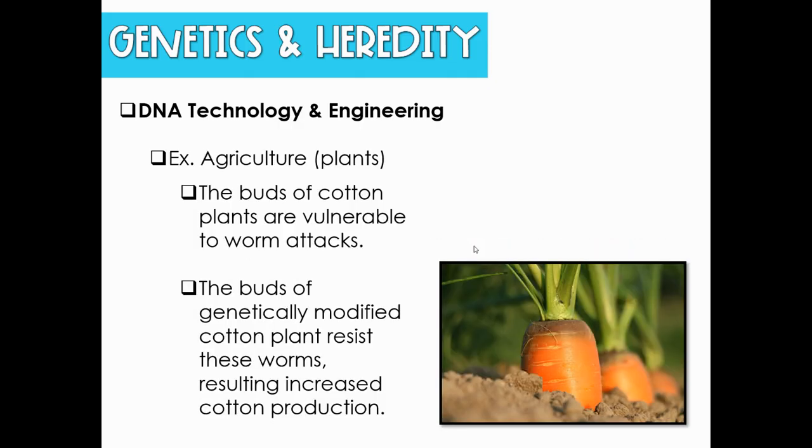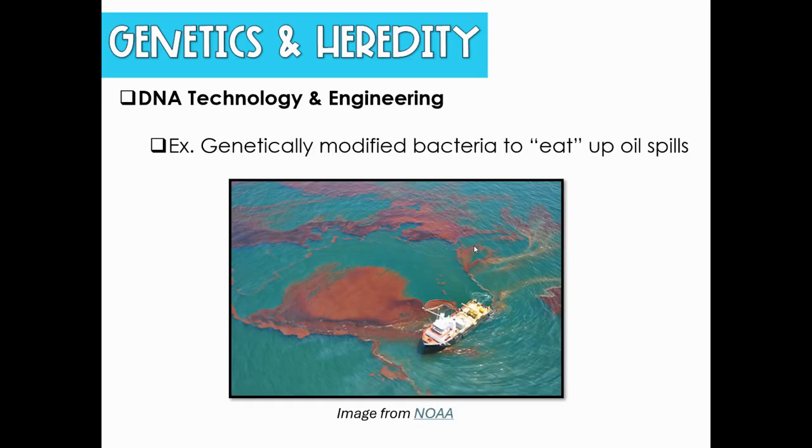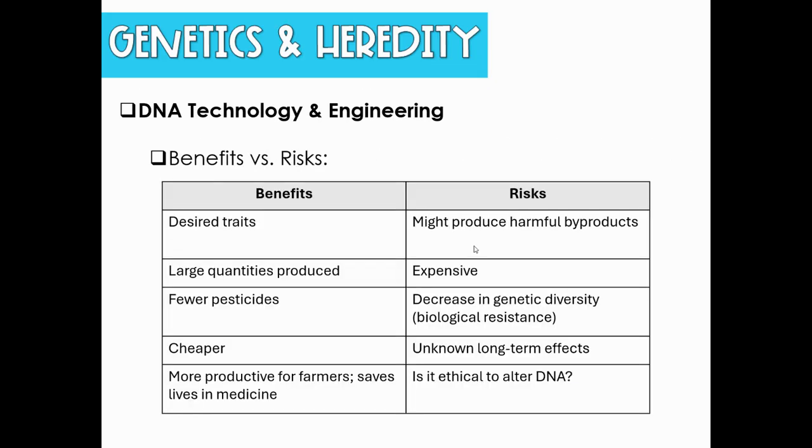In agriculture, there's a lot of different ways that farmers are using genetic engineering. Here's an example. It says the buds of cotton plants were vulnerable to worm attacks. And so through genetic modification, we can create cotton plants that now resist these worms, and this results in increased cotton production. So it benefits the farmer. We have even made genetically modified bacteria that can help the environment. When there's an oil spill, it can eat up the oil. So that's awesome that we're using DNA technology and genetic engineering to solve real world problems.